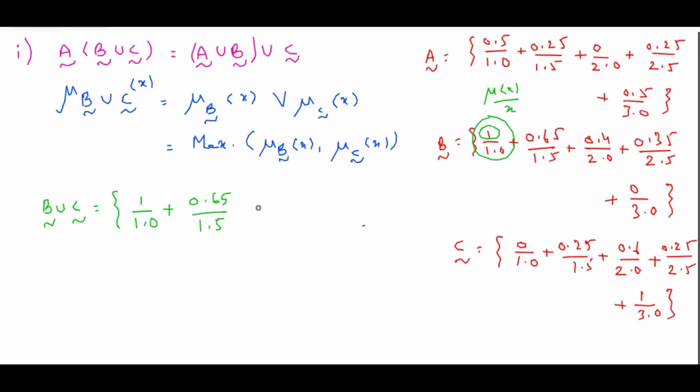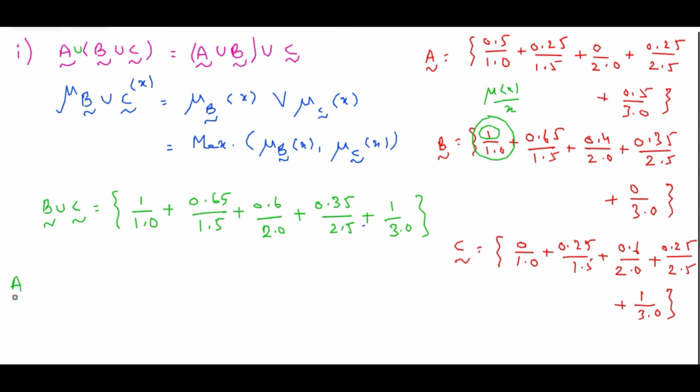by 1.5 plus similarly 0.4 and 0.6. The maximum is 0.6 by 2 and 0.35 and 0.25. The maximum is 0.35 divided by 2.5 plus 0 and 1. The maximum is 1. 1.0. That's all. So this is B union C.